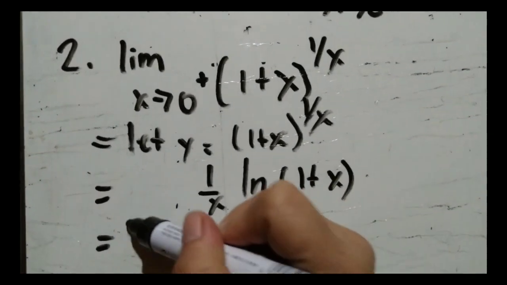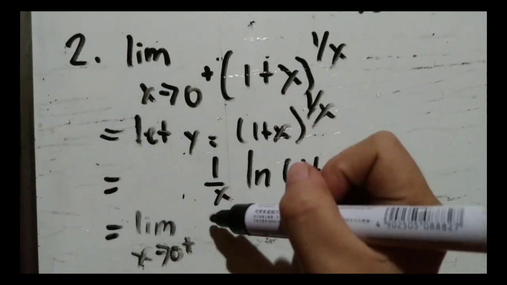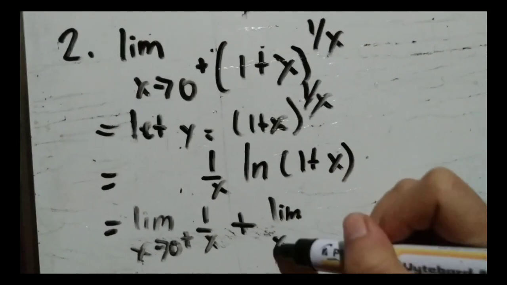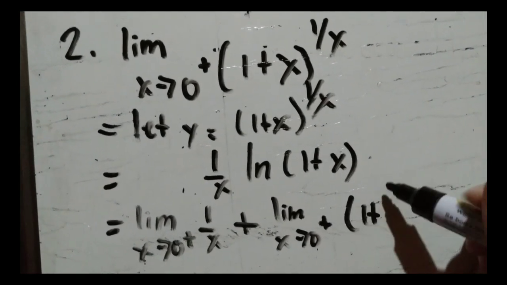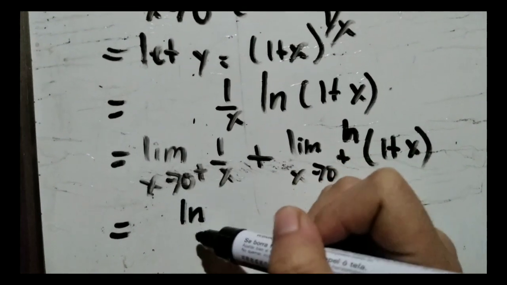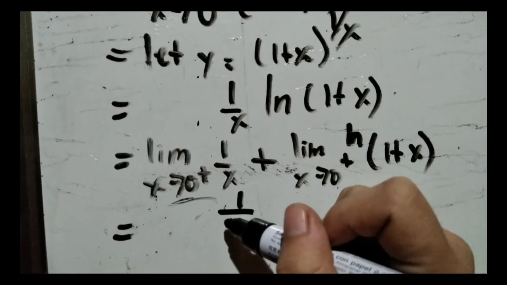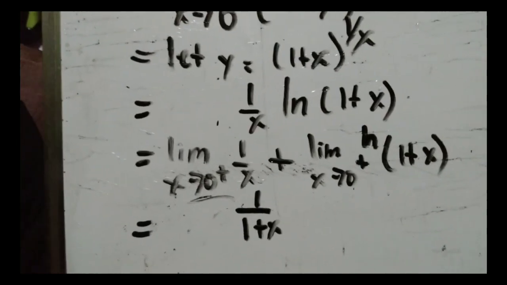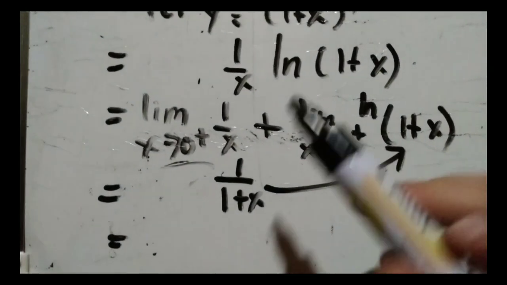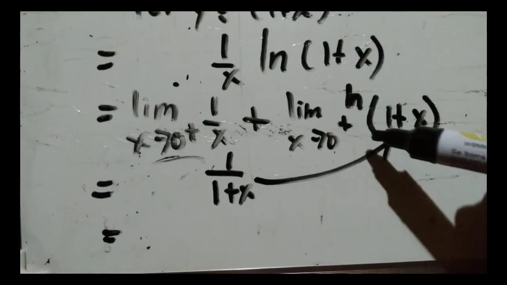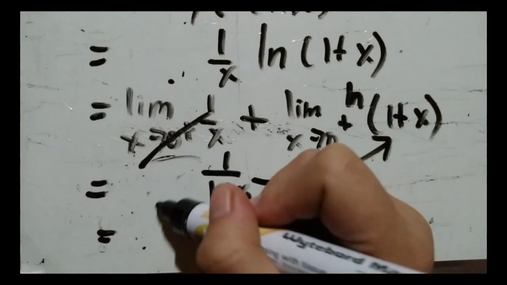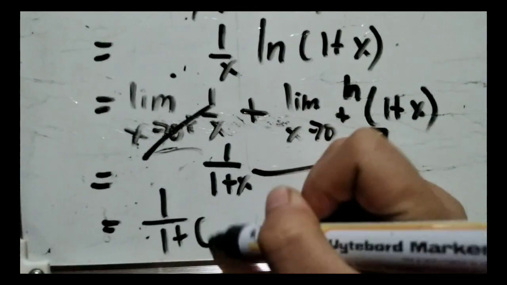Then after that, we take the limit as x approaches 0 from the right side of 1 over x times ln of 1 plus x, which is the same as ln of 1 plus x over x. Applying L'Hopital's rule, we get 1 over 1 plus x over 1. As x approaches 0, the 1 over x part does not exist, so we cancel it. Evaluating 1 over 1 plus x, with x equal to 0, we have 1.